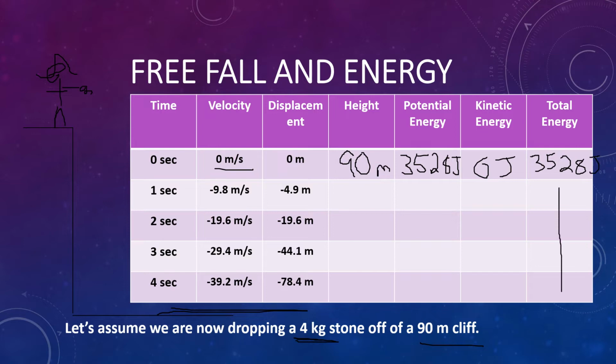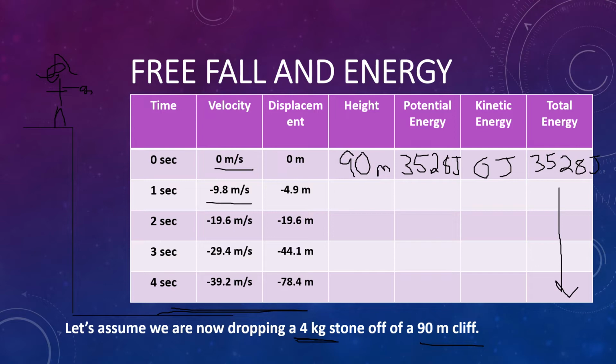I know that every spot is going to have the same total energy. They're all going to be 3,528 because the total energy never changes. All right. Well, okay, so I don't have the height for the next spot, so how can I do it? There's 2 ways you can do it. I'm going to show you this way first.